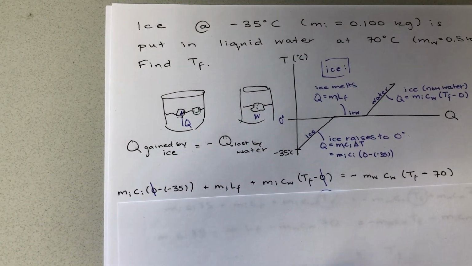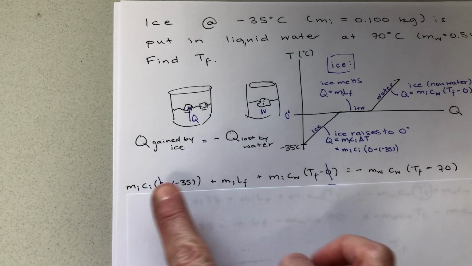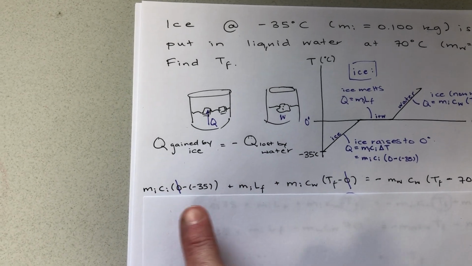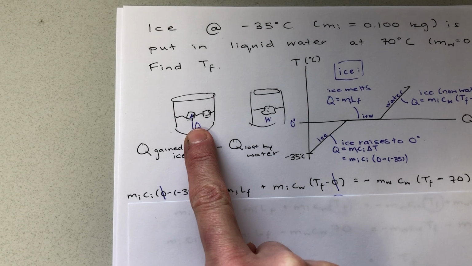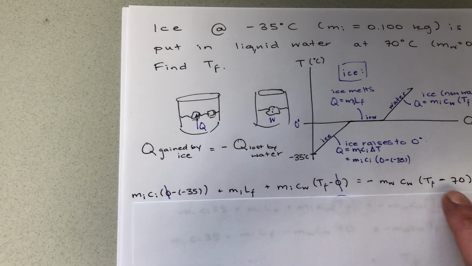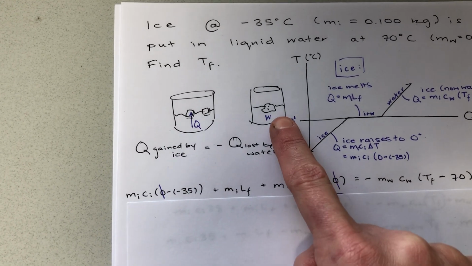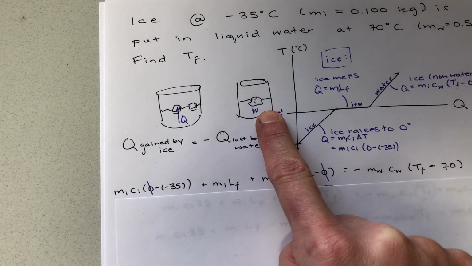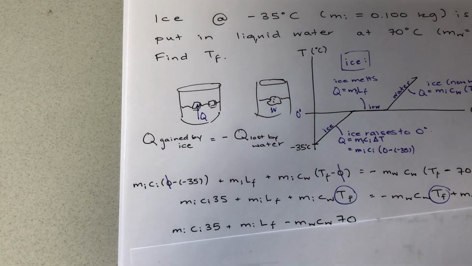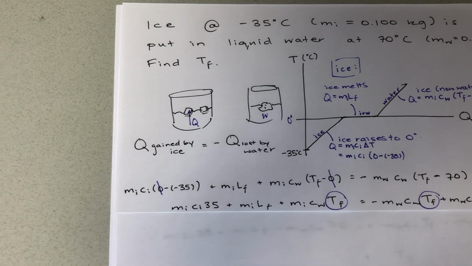So just to be clear, all three of these terms here, 1, 2, 3, are all referring to what was originally the ice cube. And then everything that's happening over here, that's all referring to the water in the bath. Now the rest is really just math, but I'll walk you through it in case you're interested.